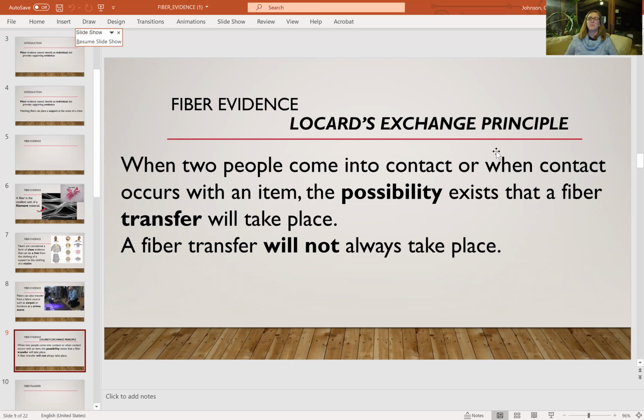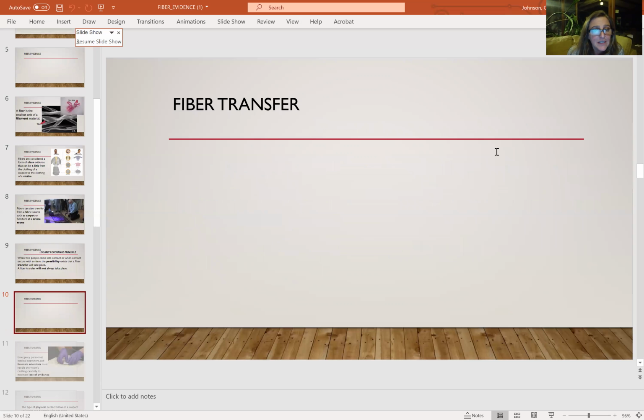Locard's exchange principle. I had written on my class page, hopefully you remember what Locard's exchange principle is. It's vital to keeping this in mind when you're processing a crime scene. So when two people come into contact, or when contact occurs, the possibility exists that a fiber transfer will take place. It doesn't always take place, but there's a high probability. If there isn't a transfer of fiber, there's very good chance that there's a transfer of hair or of skin or of some other body fluid could be transferred. That's Locard's.